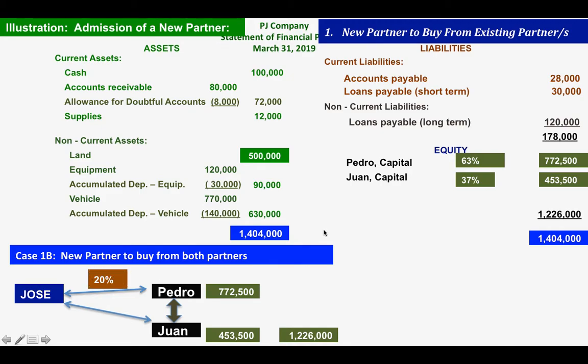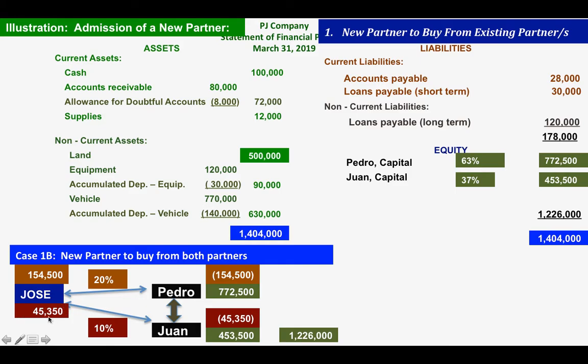Okay, so here Jose, in this assumption, is going to buy 20% from Pedro, and the equivalent of 20% is 154,500. So it will be given to Jose. And then Jose will buy 10% from Juan, the equivalent of 10% is 45,350. So there will be a reduction from Juan, and that reduction will be given to, I'm sorry, to Jose.